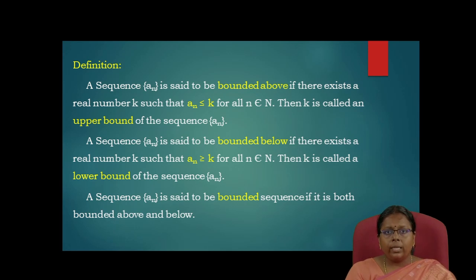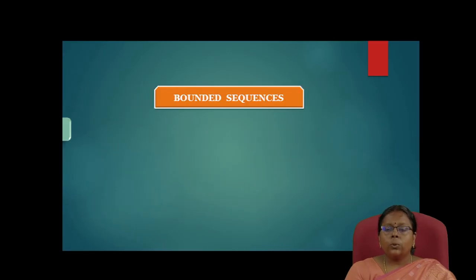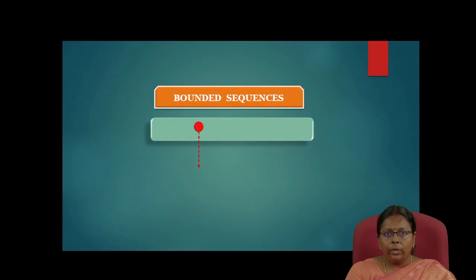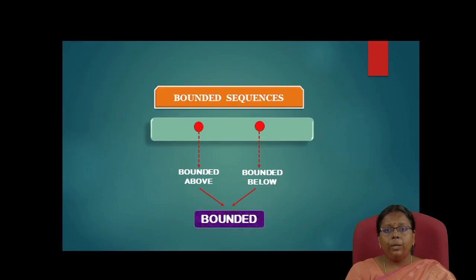Similarly, a sequence a_n is said to be bounded below if there exists a real number k such that a_n is greater than or equal to k for all n. This k is called the lower bound of the sequence a_n. A sequence is said to be bounded if it is both bounded above and bounded below.